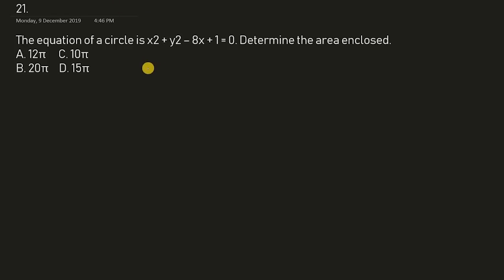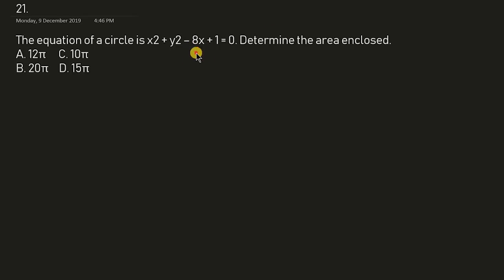So, it's again a circle. The equation of a circle is x squared plus y squared minus 8x plus 1 is equal to 0. Determine the area enclosed. So, it's, again, basically finding the area. We can post the video and try it out para maano nyo. So, hindi ko na pakikialaman yung mga HK. I will just find the value of the radius. So, i-complete ko na lang yung square.